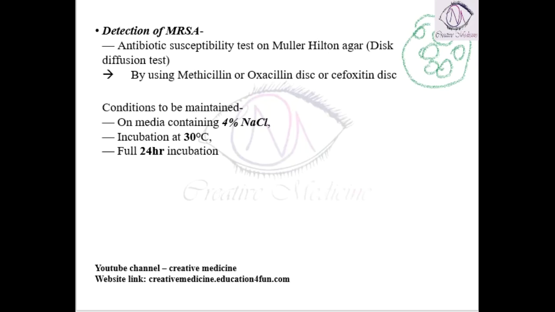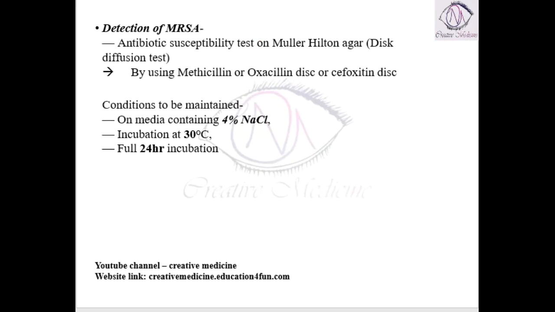So first you will take the Mueller-Hinton agar. This Mueller-Hinton agar is an agar plate. On the agar plate, you pour the lawn culture of the organism, and then you put the antibiotic discs on the agar. Antibiotic discs like methicillin, oxacillin, and cefoxitin discs are used.